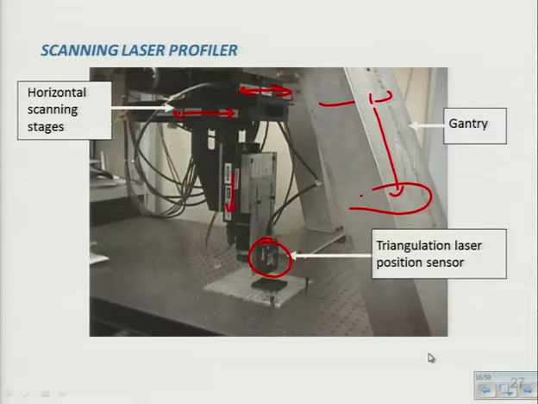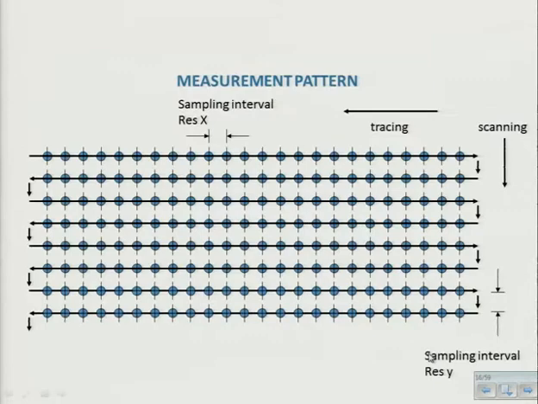And we actually have one more table here that can move the height sensor up and down, because the standoff distance has got to be maintained within a certain range to actually measure the surface. And there's a picture of a surface. I'll show you a picture later of this on an actual runway. So here's what the measurement pattern looks like.